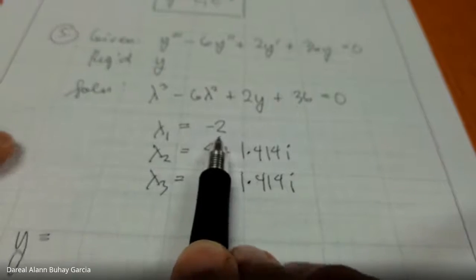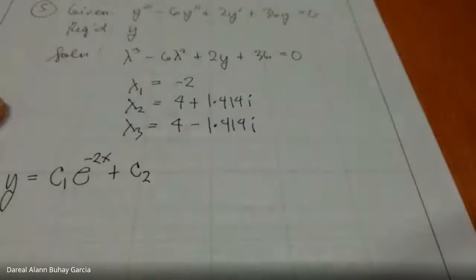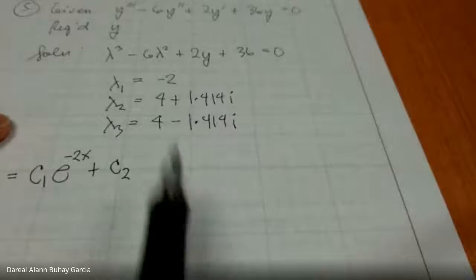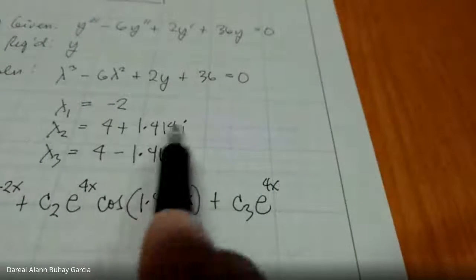C1 e to the power of negative 2x plus C2 e to the power of ax, where a is 4, so e to the power of 4x cosine b, where b is 1.414, so cosine 1.414x, plus C3 e to the 4x, where a is 4 and b is 1.414, sine 1.414x. And that is the final answer.